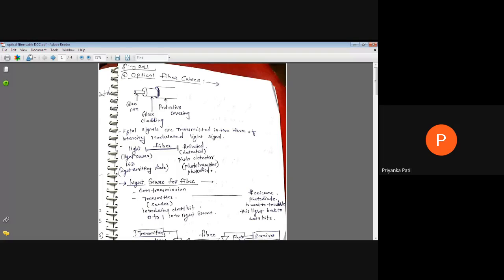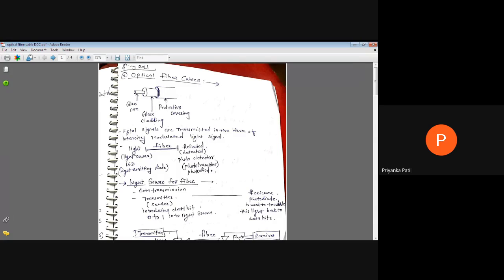Basically, it consists of the inner glass core which is surrounded by the glass cladding, which has a lowest refractive index, and the protective covering. With the help of this glass cladding, the cable has protection. With the help of digital signal, we have to transmit it in the form of intensity modulated light signal. Therefore we need a particular LED.